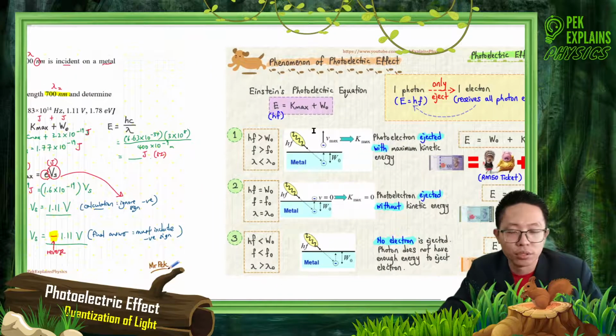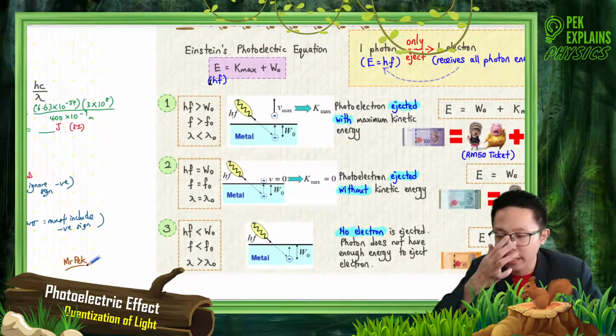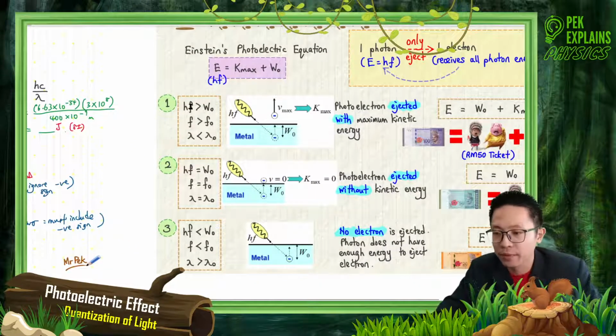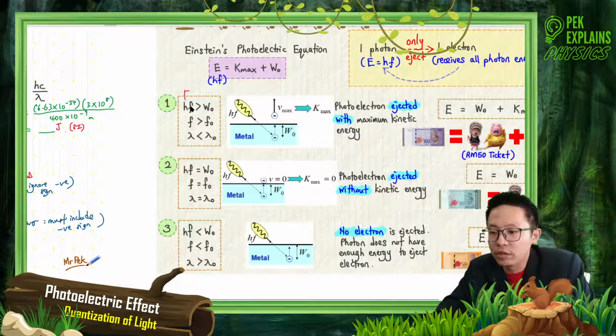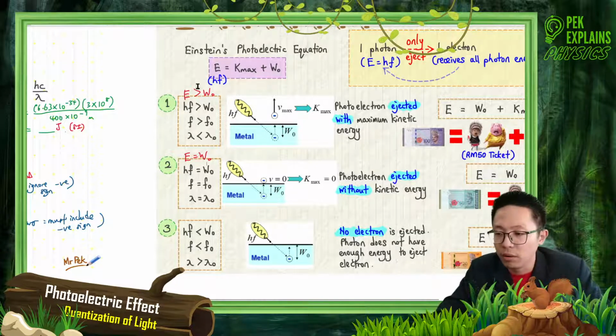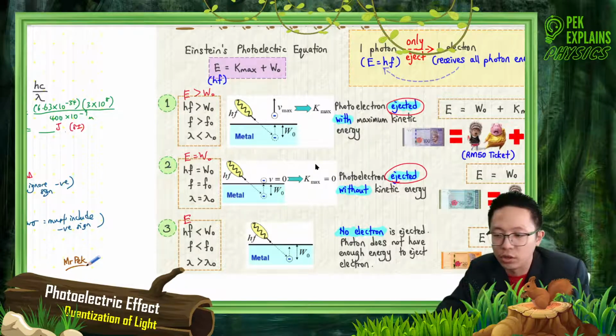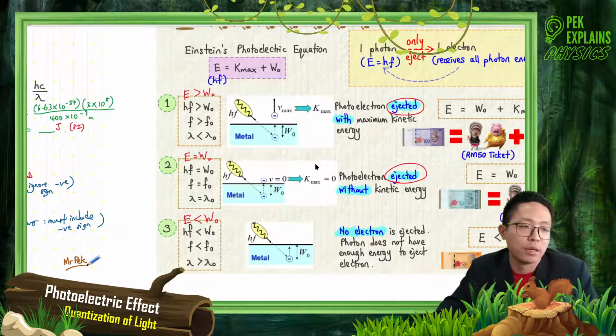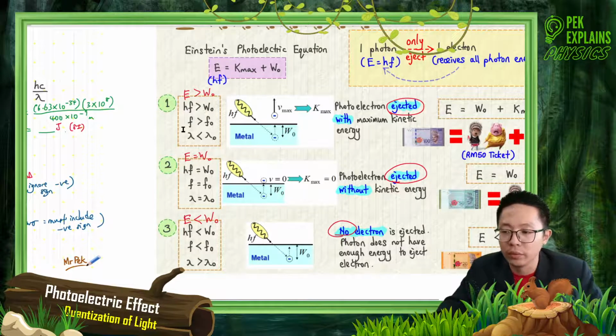If the energy of the photon, hf, is more than or equal to the work function, the electron can be ejected. However, if the energy of the photon is less than the minimum energy required, less than the work function, no electron is ejected. So that's what we need to compare.